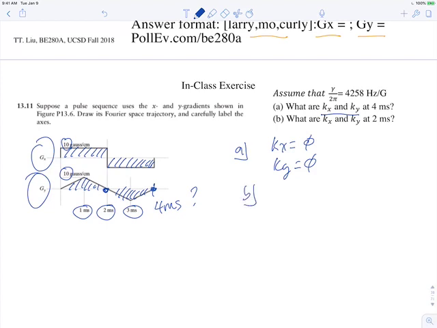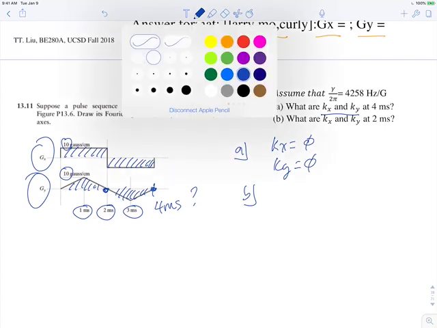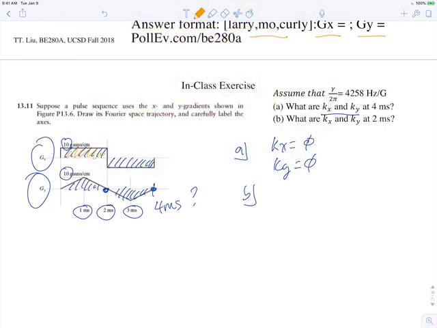So let's look at B. B is now just integrating this part here. For example, for the X one, it's just 4.4258 times 10 Gauss per centimeter times 2 times 10 to the minus 3. And I think that gives you about, let's see, what did I get? 85.16 inverse centimeters. And so that's kx.